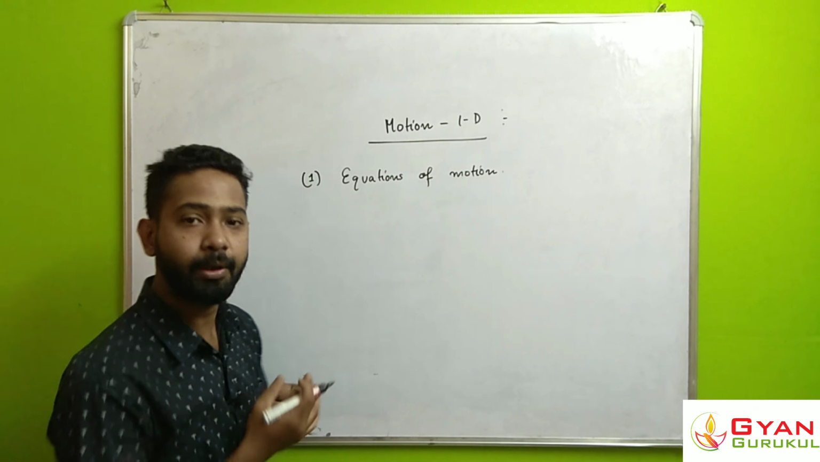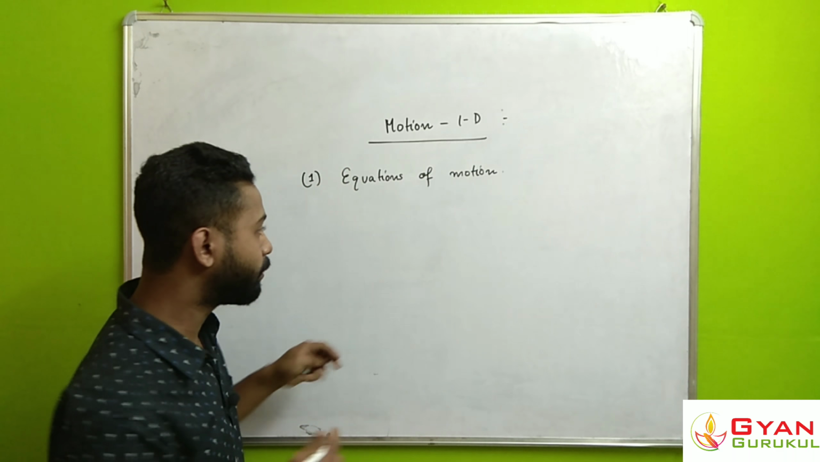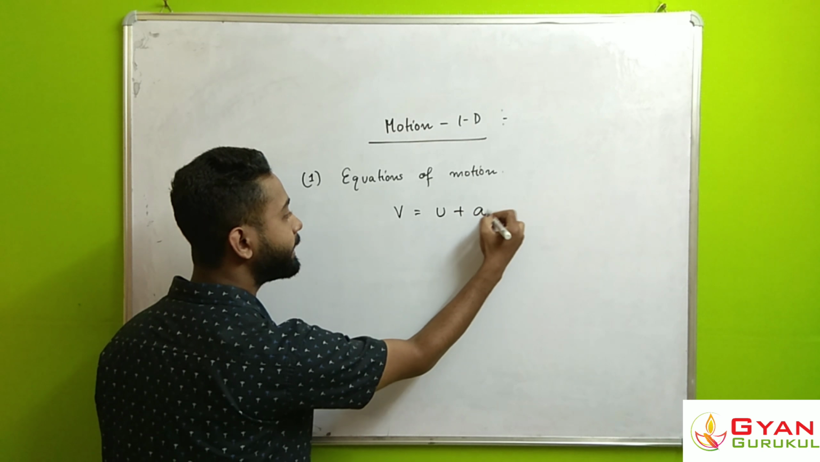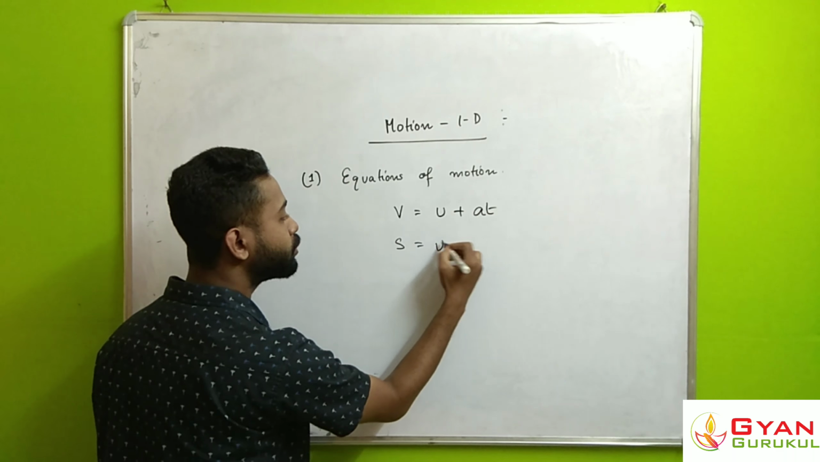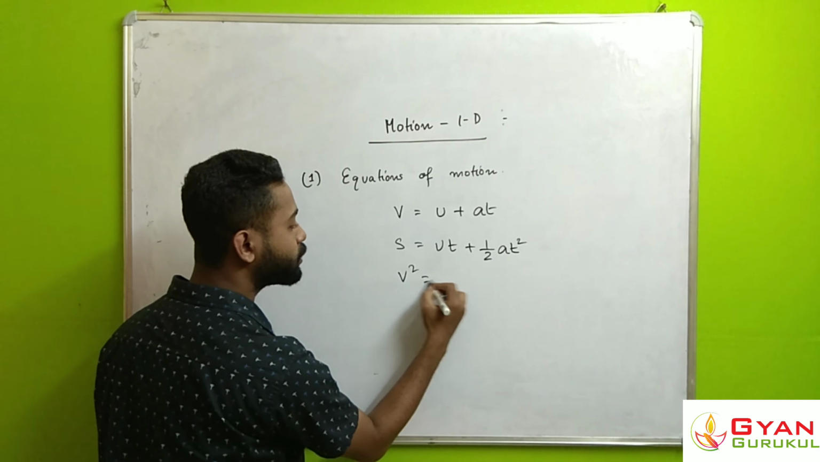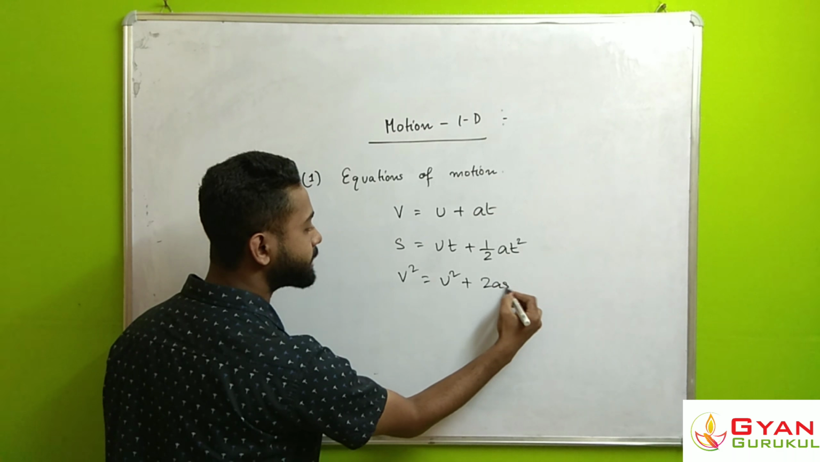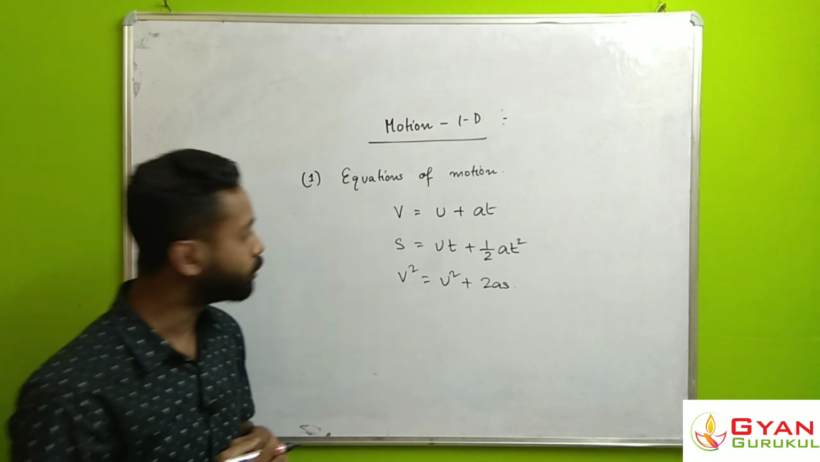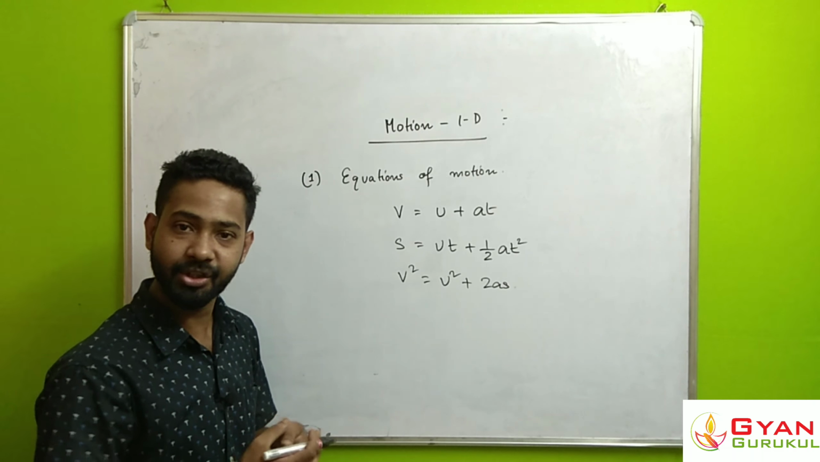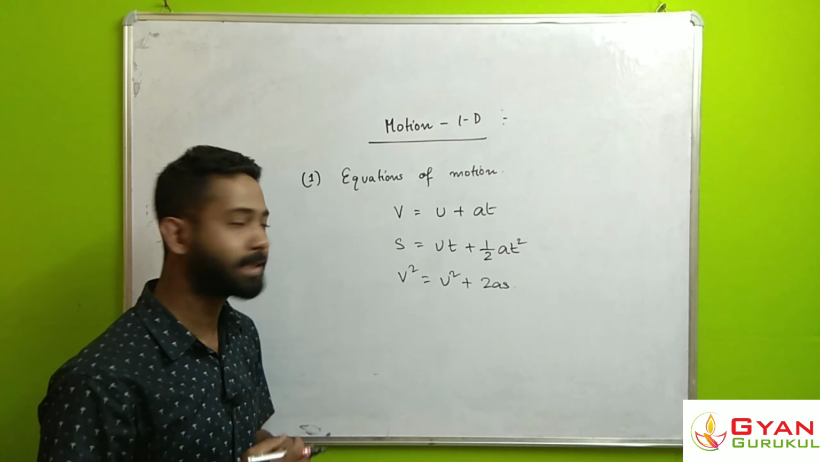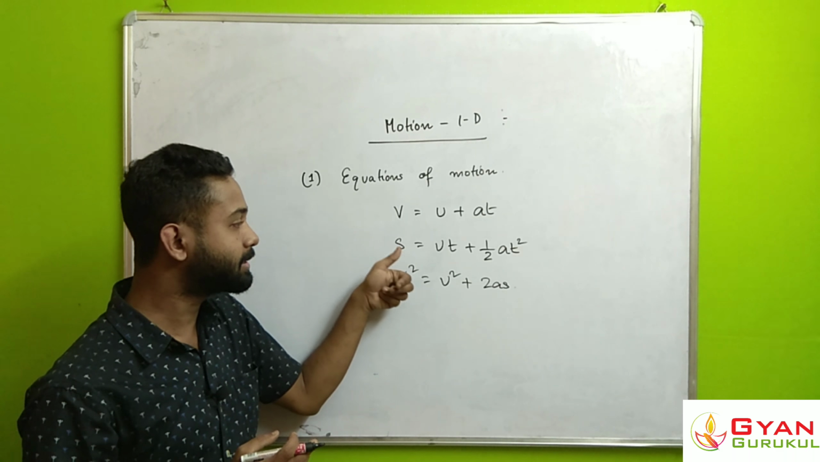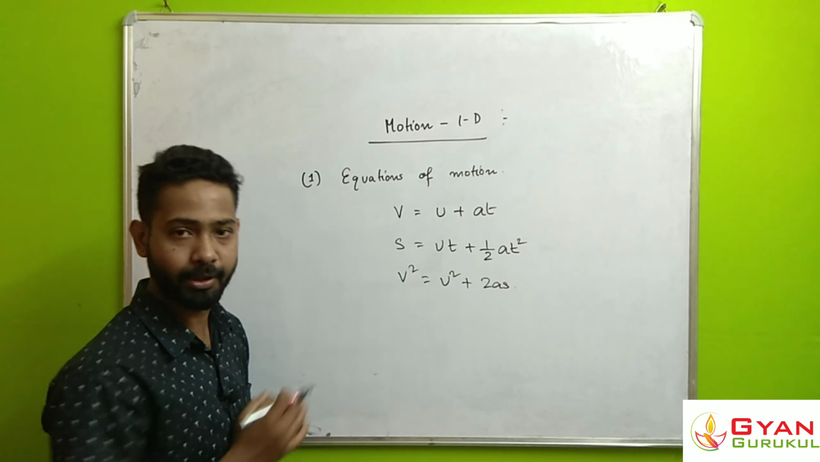Now we all know there are 3 equations of motion. So those 3 equations are v equals u plus at, s equals ut plus half at squared, and v squared equals u squared plus 2as. These are the 3 equations of motion where v implies final velocity, u implies initial velocity, a implies acceleration, t implies time, and s implies distance or displacement according to the question.